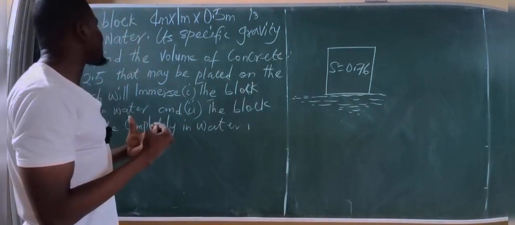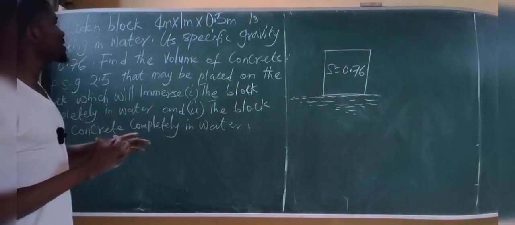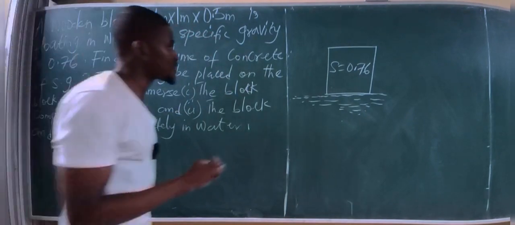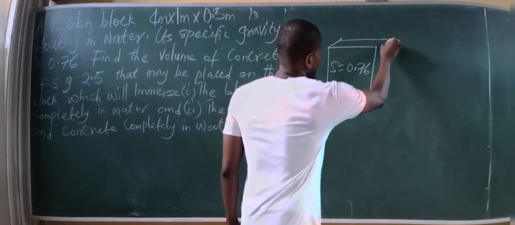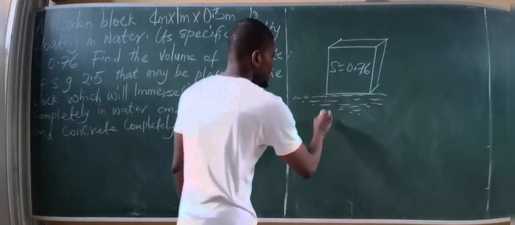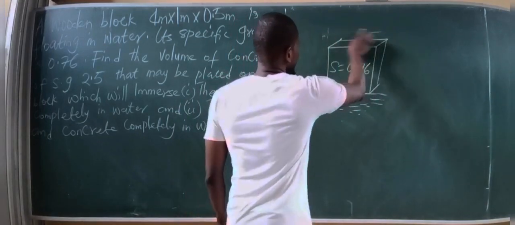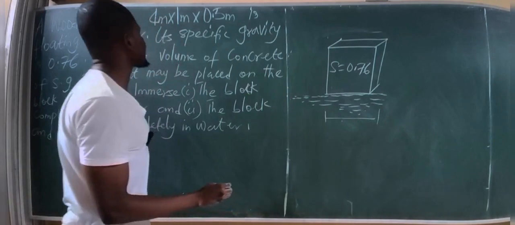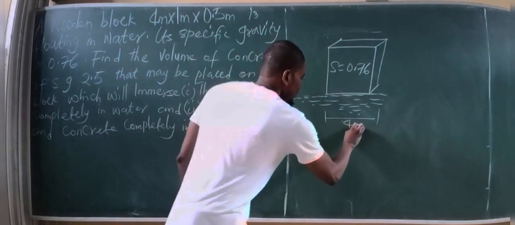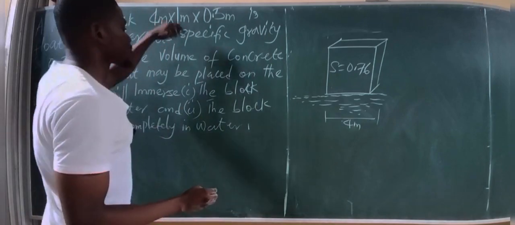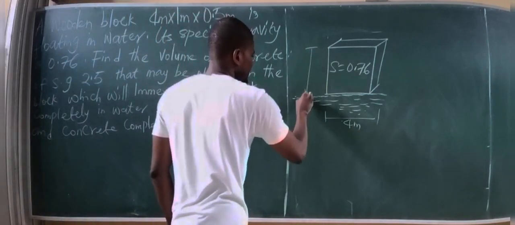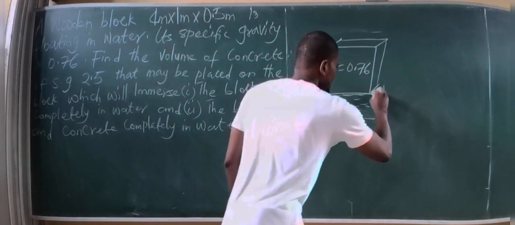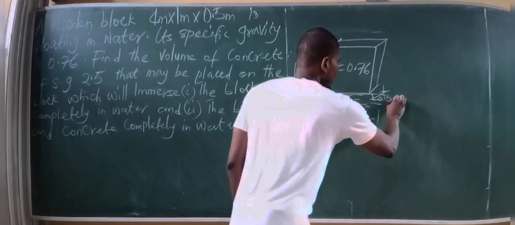Now the length, width and depth of this block was also given: 4 meters, 1 meter and 0.5. So let's say we do an isometric diagram of it as well. The length of the block was given as 4 meters. The depth was given as 1 meter. And the width was given as 0.5 meters.